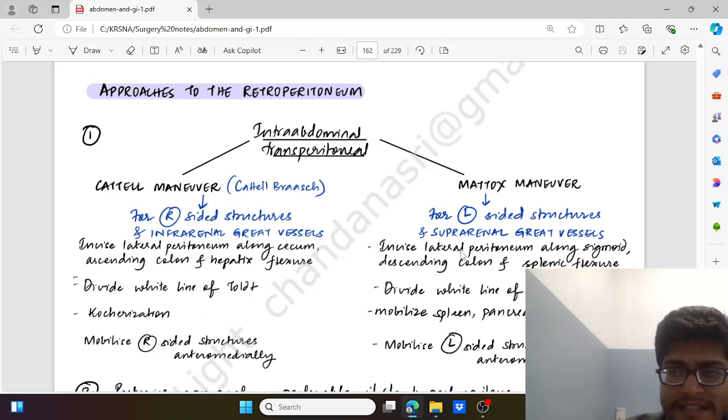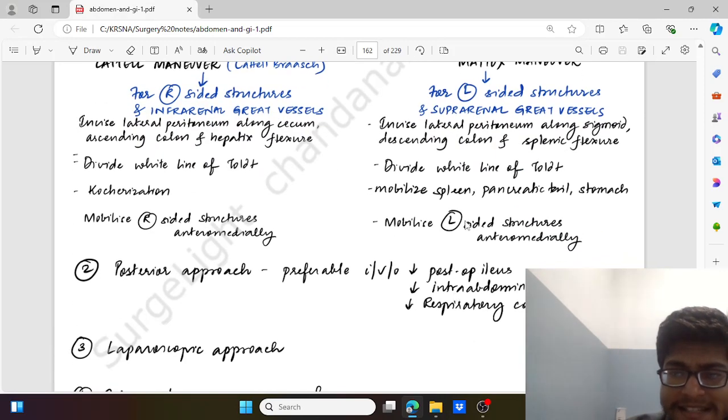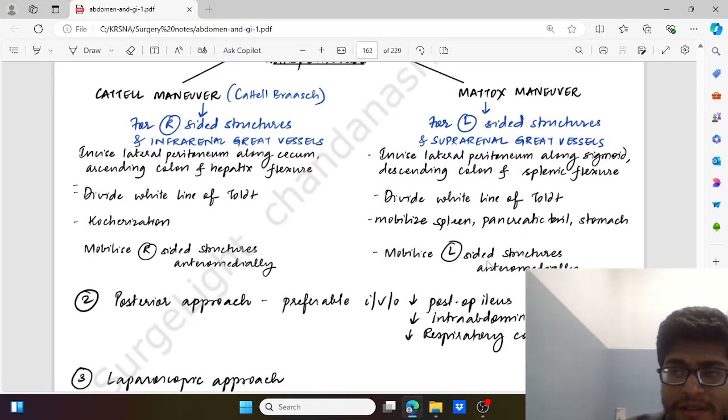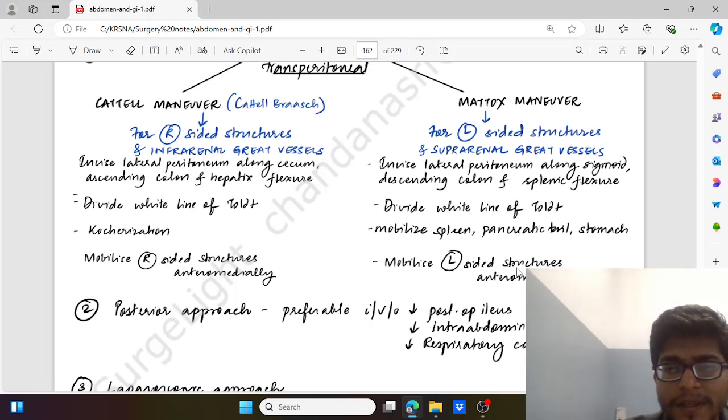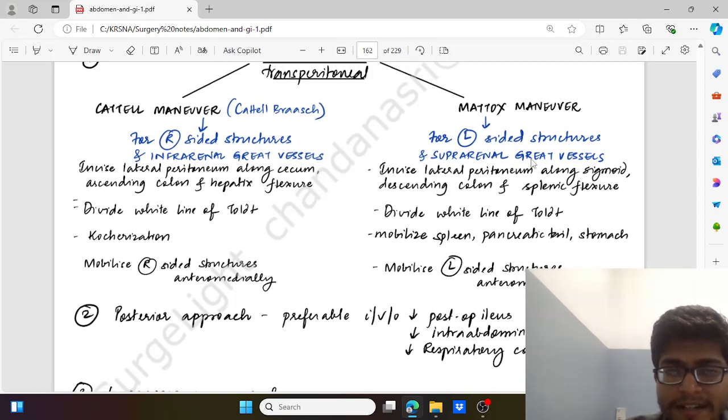Then second is the Mattox maneuver, which is for the left-sided structures and the suprarenal great vessels. So here we incise the lateral peritoneum along the sigmoid, descending colon and splenic flexure through the white line of Toldt, mobilize the spleen, pancreatic tail and stomach as per need and mobilize the left-sided structures which we have incised, that is the colon and the splenic flexure, anteromedially so as to check the structures on the left side, that is the left kidney and the suprarenal great vessels.